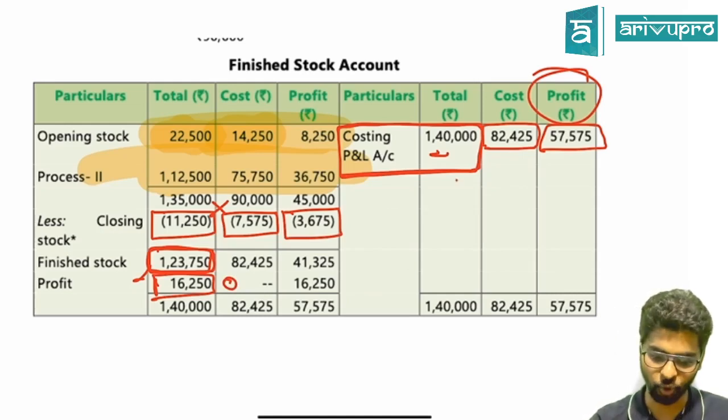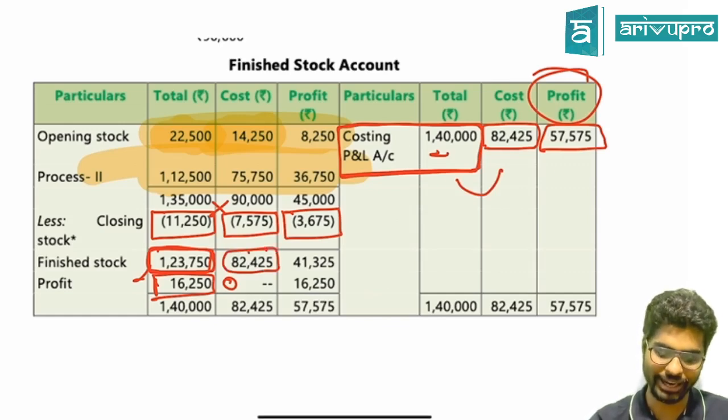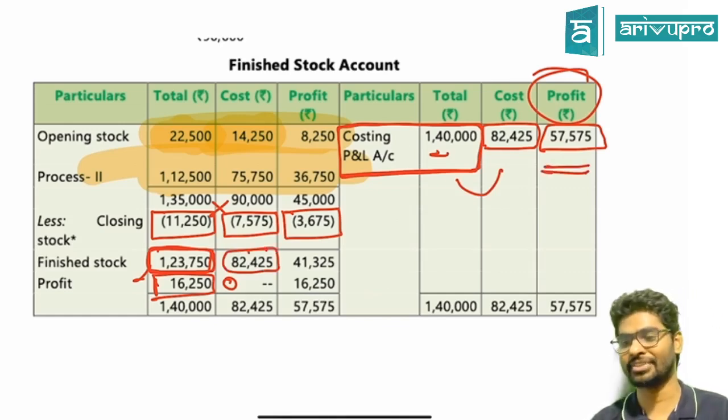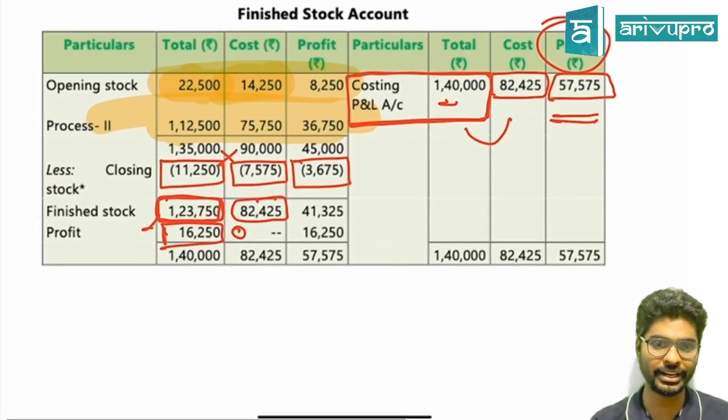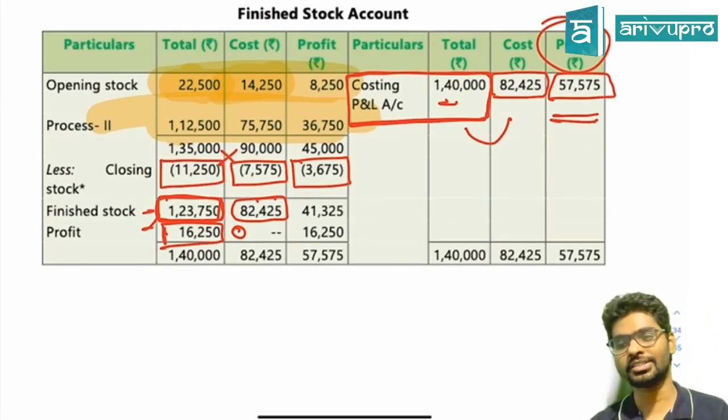Guys, here from the total I removed the cost, I ended up getting profit of 57575. Here when I did it, I am taking it from 163. What's the difference between both the profits? If you answer it right, you can all leave for the day.